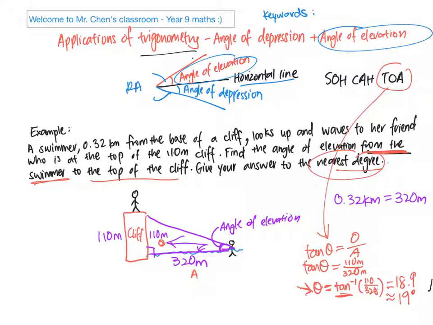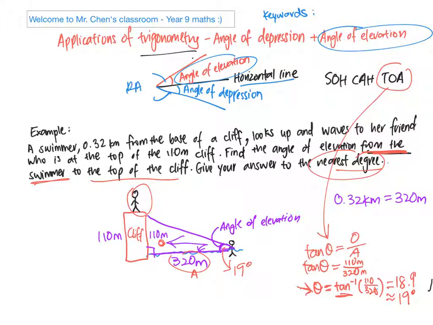So from there you can say that this swimmer is at a 19 degree elevation from her friend, who is 320 meters away, but 110 meters above, at the top of the cliff.